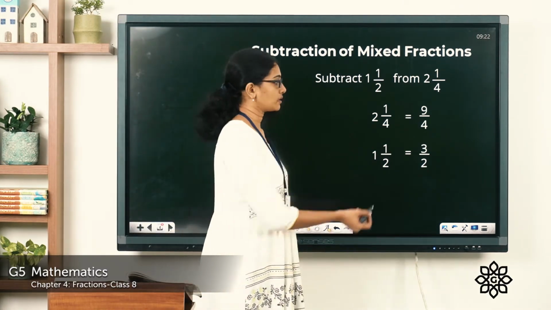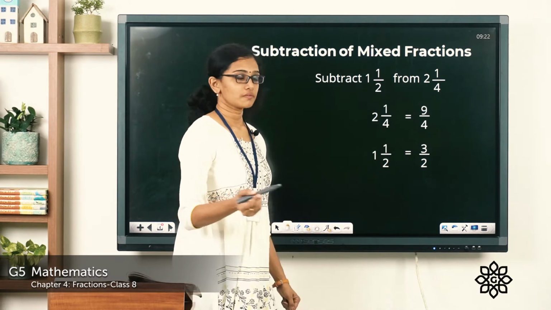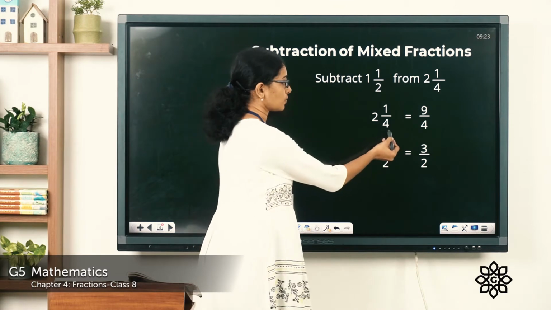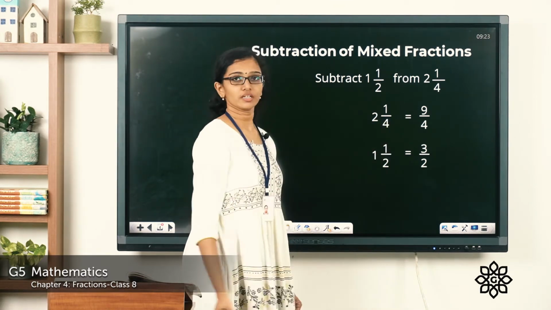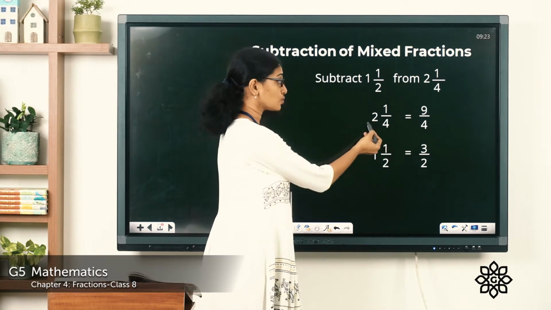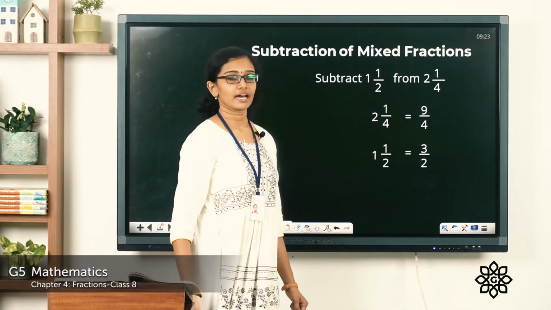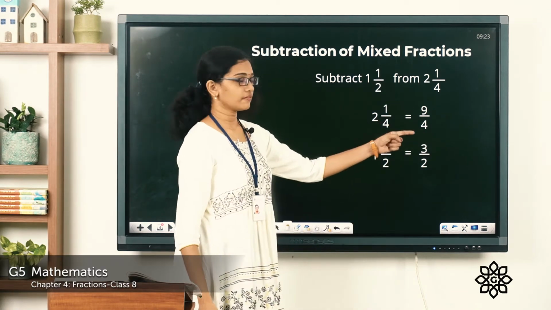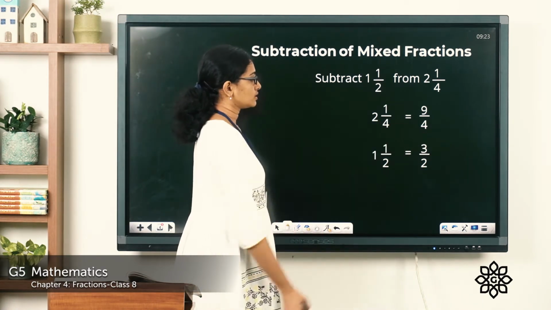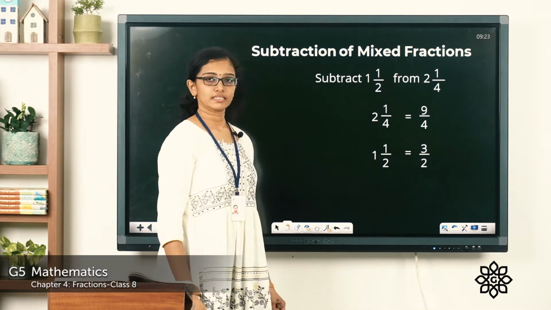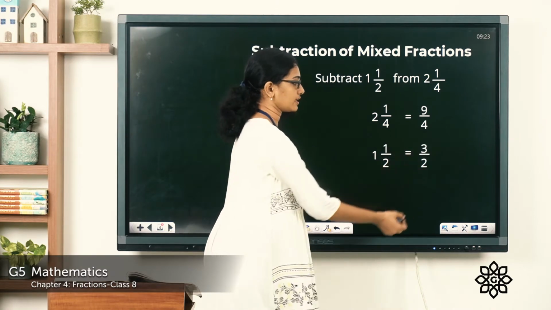How can we convert them? Take 2 1 by 4. We first multiply the denominator by the whole number part. So it is 4 into 2, that is 8, and add that to the numerator. So it's 8 plus 1, 9, over the same denominator. So it's 9 by 4 here. Now the subtrahend. It's 2 into 1, 2, plus 1, 3 by 2. So it's 3 by 2.